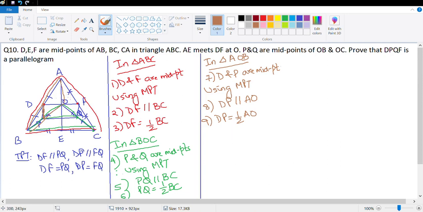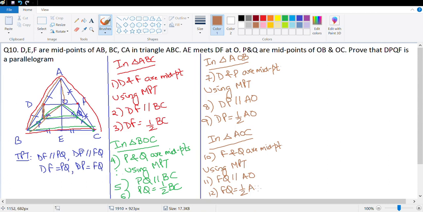Now let's look at the similar triangle on the other side, which is triangle AOC. So in triangle AOC, what do I get? Number 10, F and Q are midpoints. Using the midpoint theorem, what I get is number 11, FQ is parallel to AO, and number 12, FQ is equal to half of AO. Perfect. So I have proven that both pairs of opposite sides are equal.